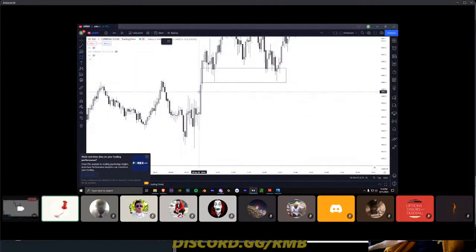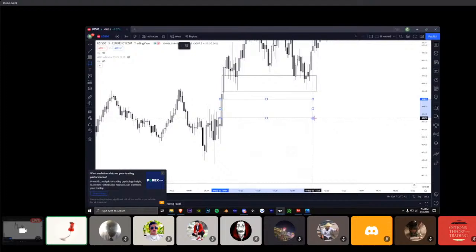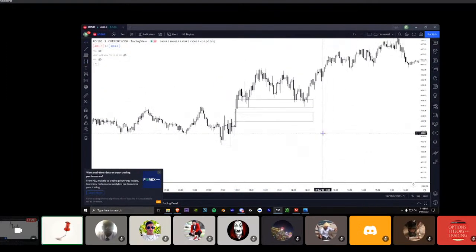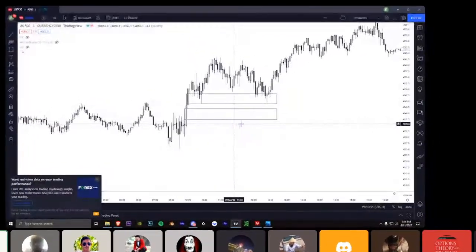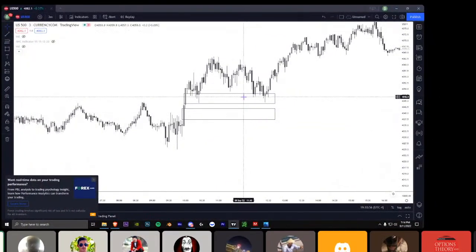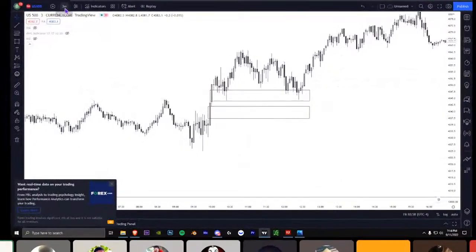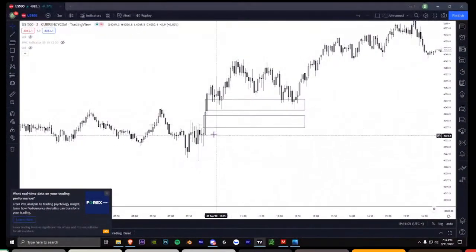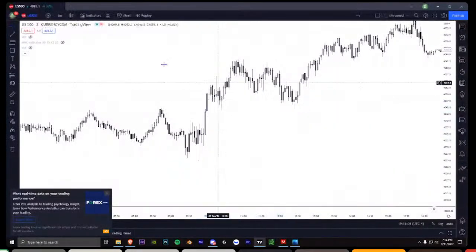A lot of people have asked me, what if there's two fair value gaps like this? Well, I've been trading long enough to know, probably 2 years now. Even though I'm on the 3 minute time frame, I can see the 5 minute time frame in my head. I can picture this. So I know if I go to a 5 minute time frame, this is going to be one big candle.